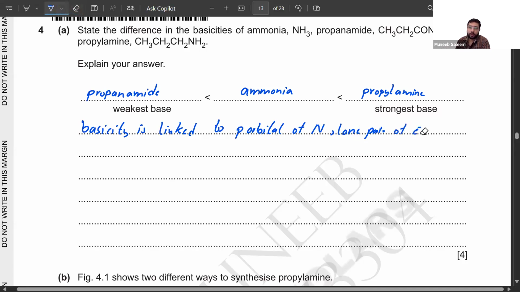Lone pair of electrons on nitrogen, and it is also associated with the acceptance and accepting hydrogen ion, or you can say the donating lone pair of electron to hydrogen ion. So these are associated with the basicity.